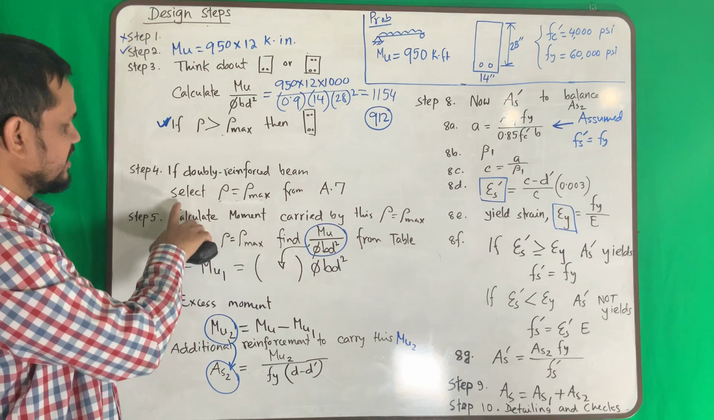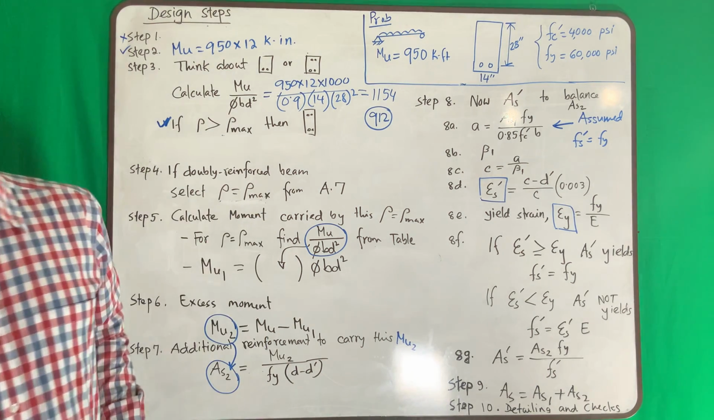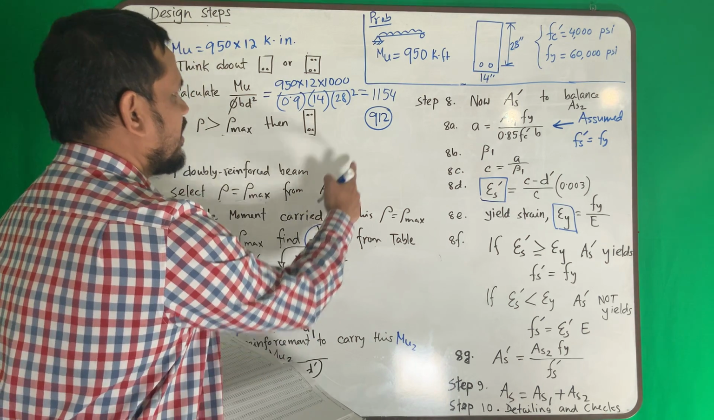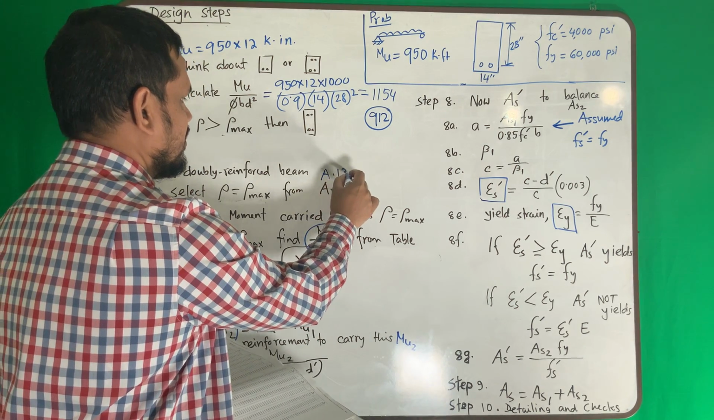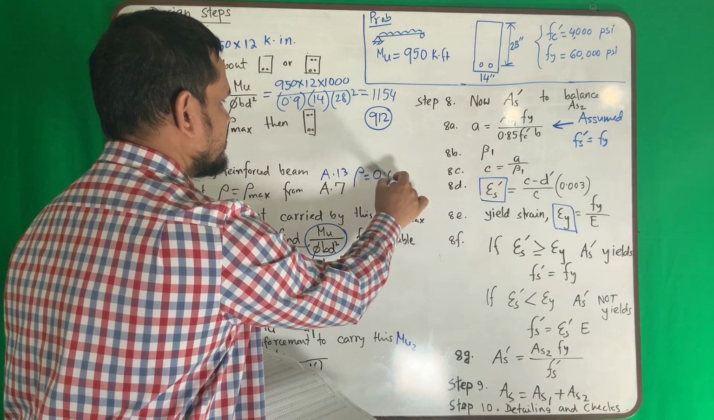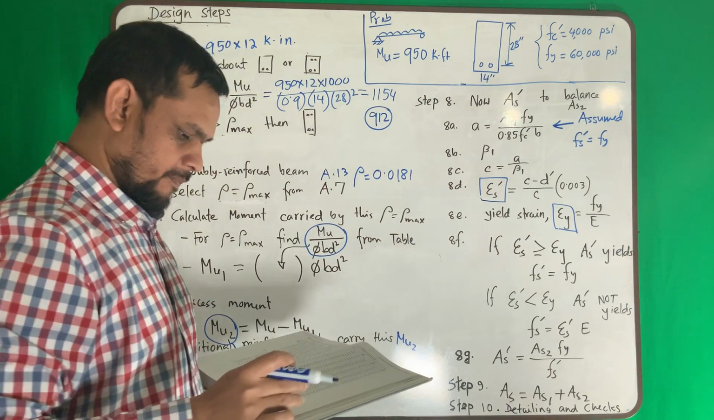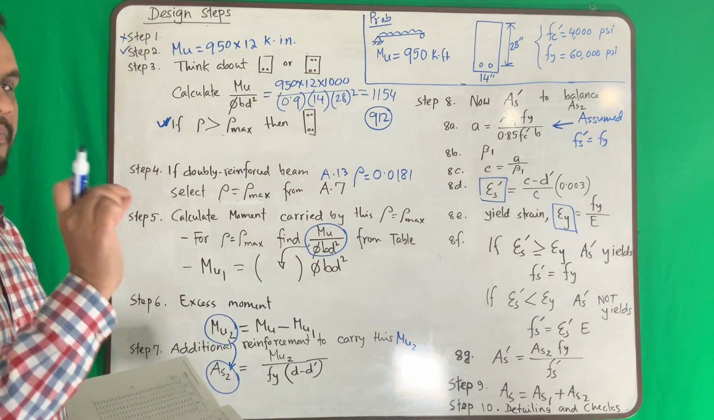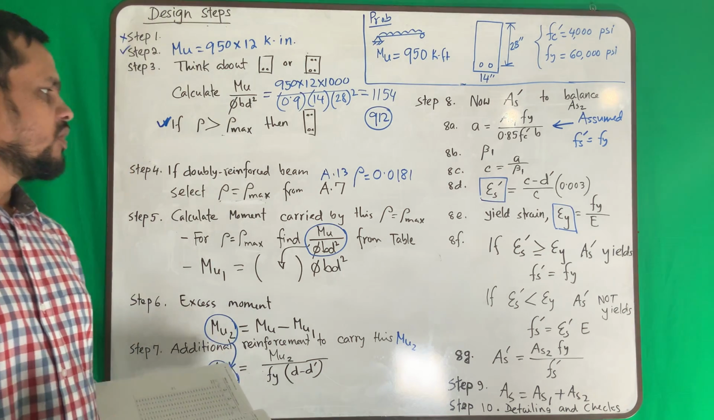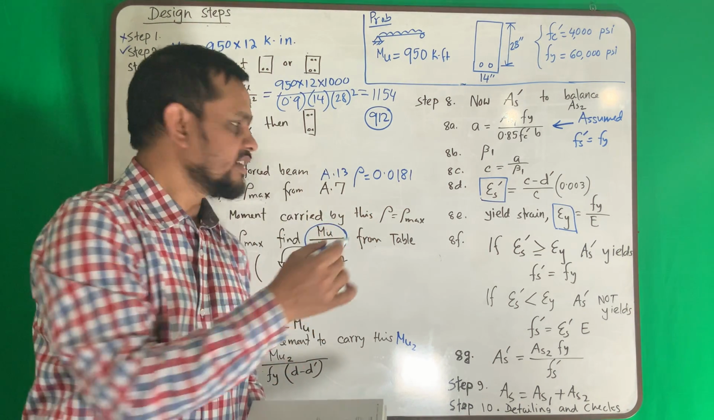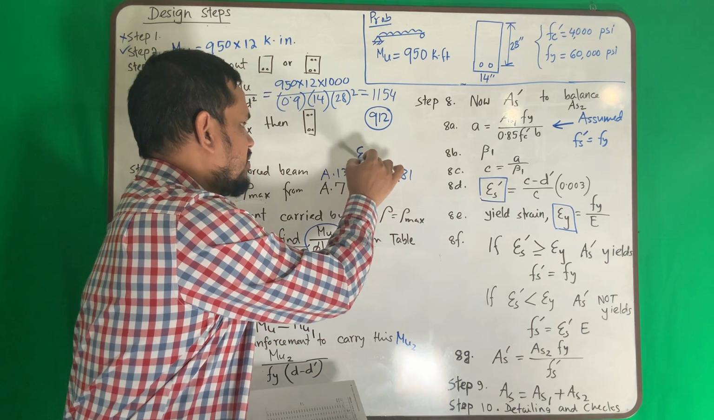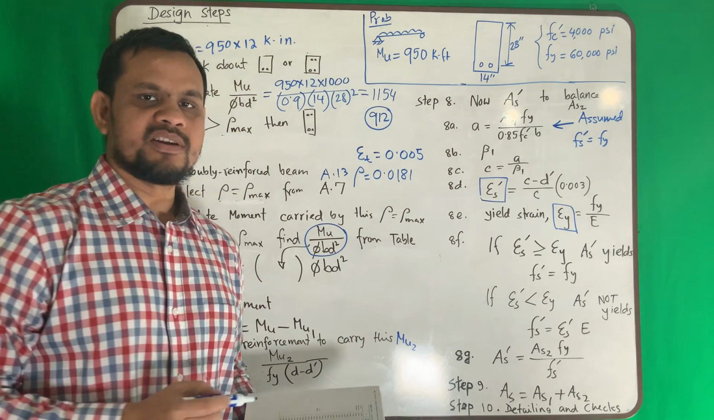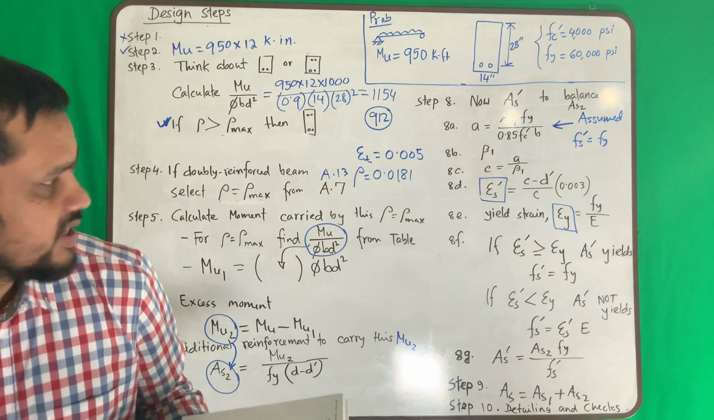If doubly reinforced beam, select rho equals rho max. So what is my rho max? I can select from A7 or from A13, both. So my rho max is 0.0181. Yes, 0.0181. So I got my rho. I have selected the maximum possible. Again, what does rho max mean? Rho max means my tensile strain will be 0.005. That is the value we consider rho max.